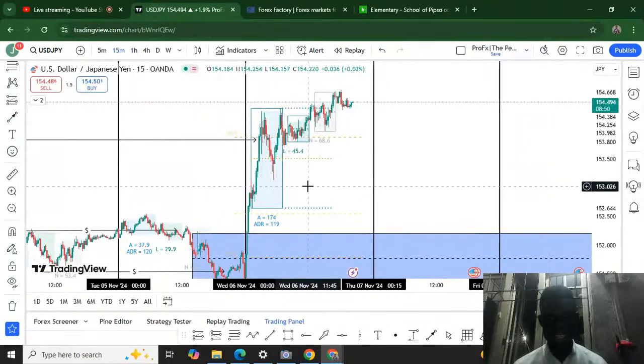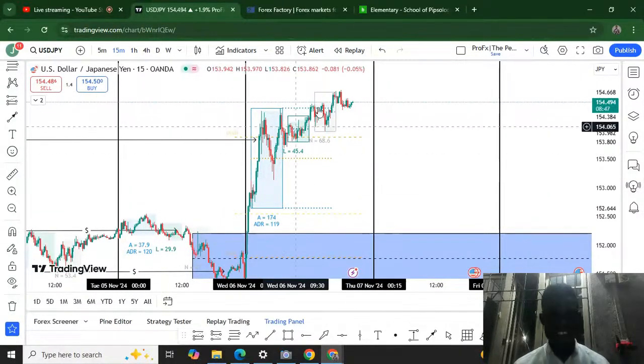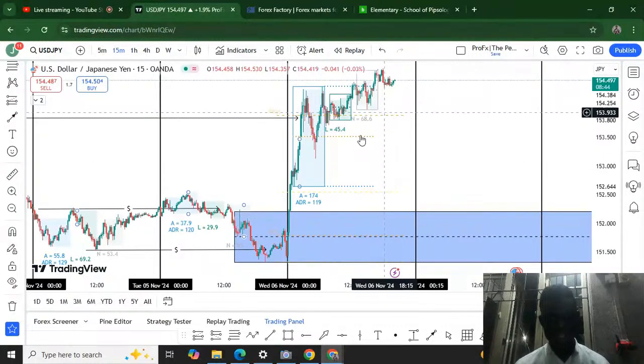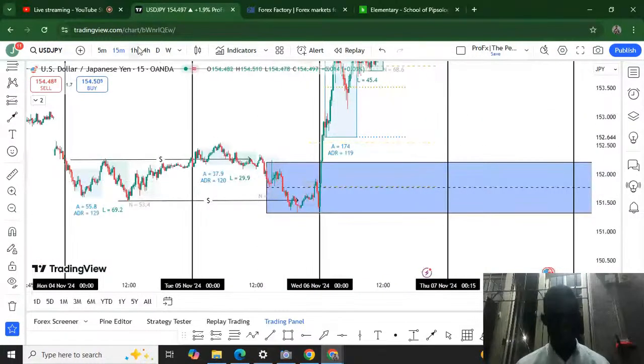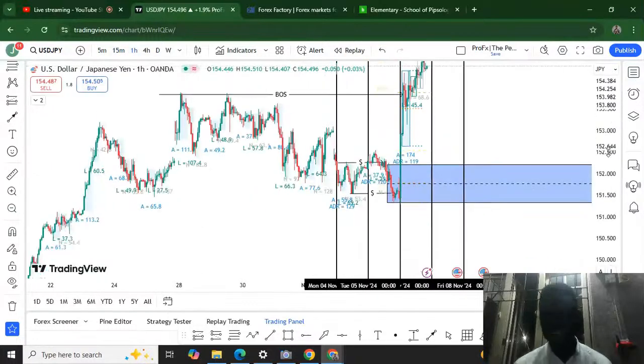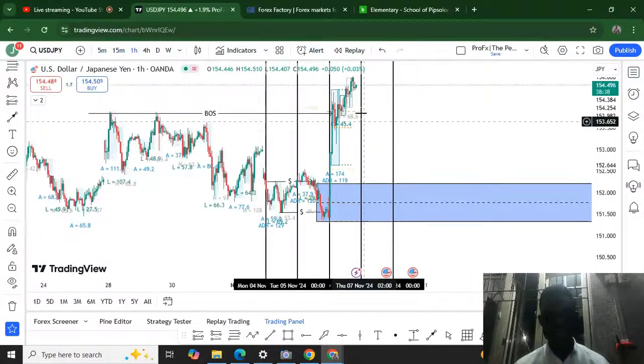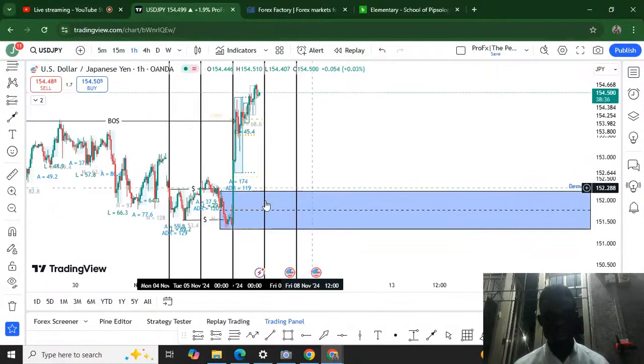All right, because this has gotten to the overbought. We have bought too much, so we need to see a relaxation of prices. So Thursday and Friday, this pullback has to happen into this demand.